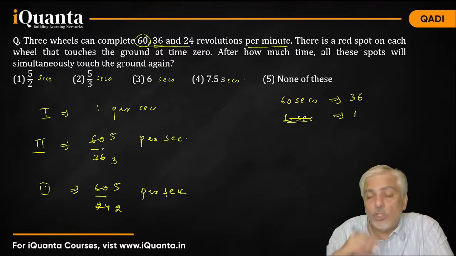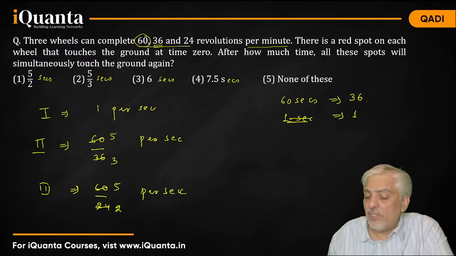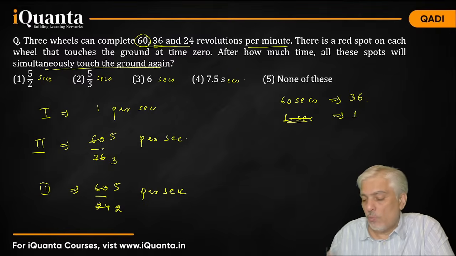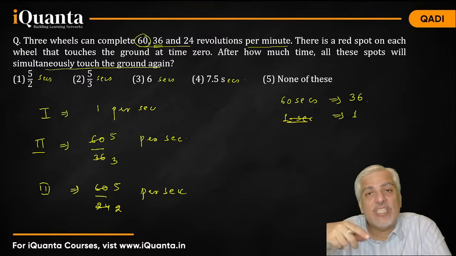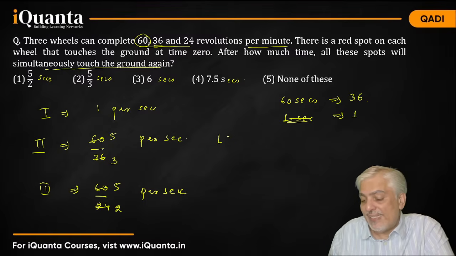Now, what do we want? Pay attention. There's a red spot that touches the ground at time 0. After how much time will all these spots simultaneously touch the ground again? Whenever we have simultaneously touching, simultaneously reaching, simultaneous meeting, the question is always LCM.